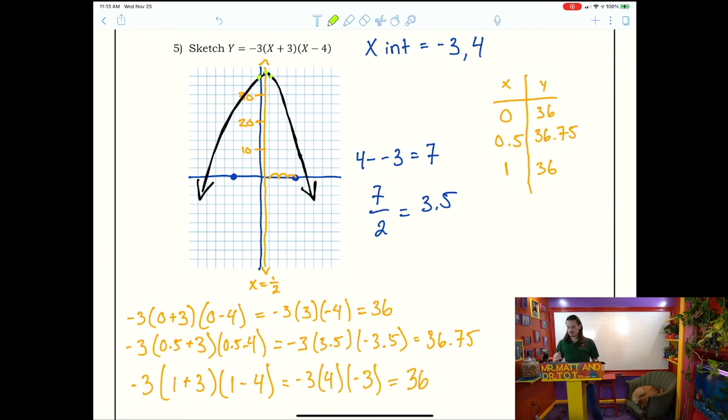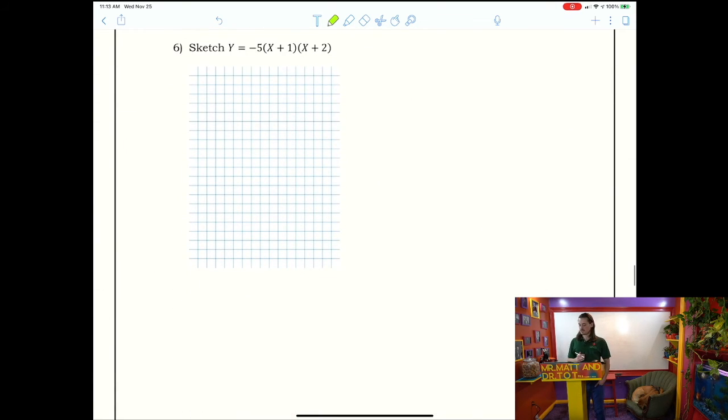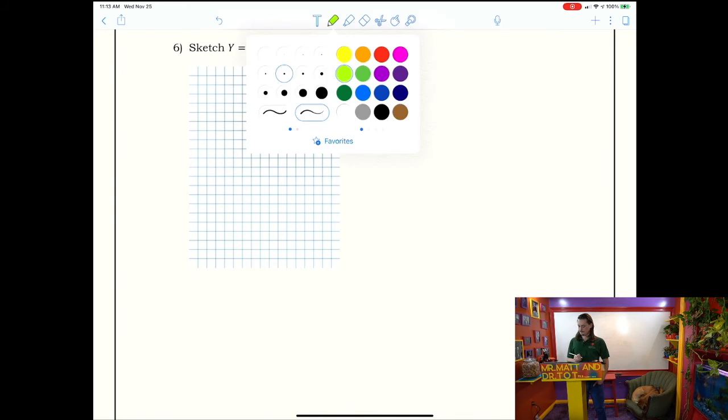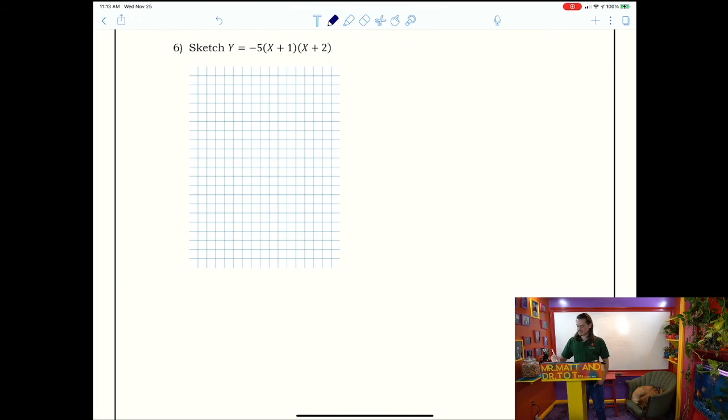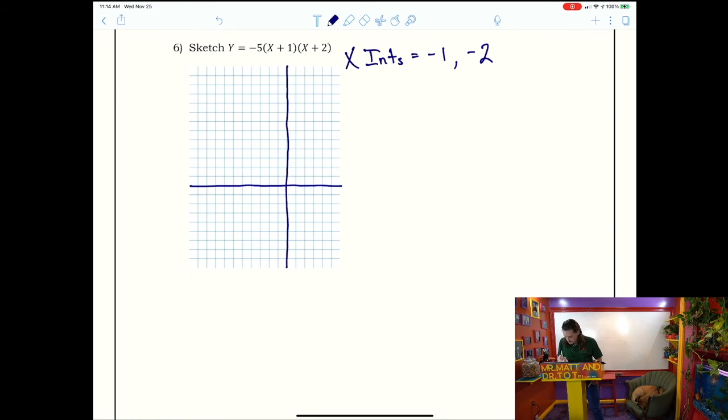Take a few moments and sketch a graph of -5 times x plus 1 times x plus 2. So here we can tell that the x-intercepts occur at x is equal to -1 and x is equal to -2. So I'm going to mark this off, count by ones like this here. So we're at -1.